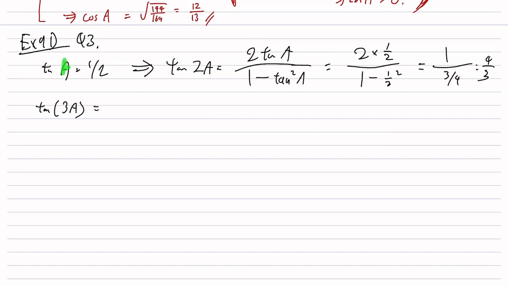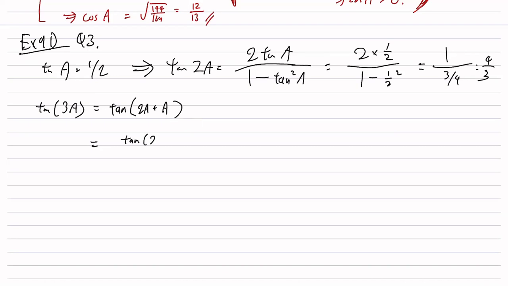You got tangent A, you got tangent 2A. So of course, I hope you can see the 3A is very big. You can split up as 2A plus A. Exactly. And then use the formula for expansion.